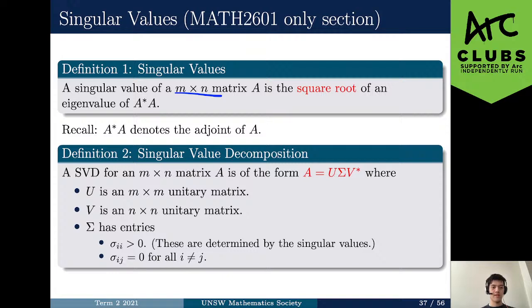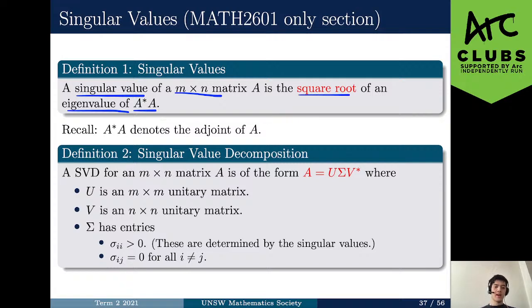First of all, we'll talk about singular values. Singular values are just the square roots of the eigenvalues of A star A. A star is the adjoint, which if you remember is just the conjugate transpose, or in the case of a real matrix, the adjoint is just the transpose. I should say A star denotes the adjoint. So we have A star A, it's got eigenvalues, and the singular values are just the square roots of those eigenvalues.